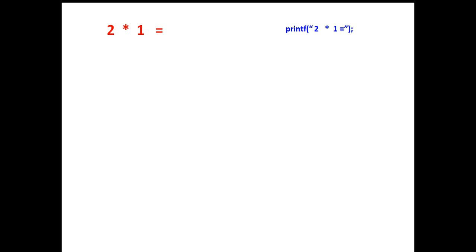So we write equal to in the printf function, and then we have to calculate the answer. So we are writing an answer statement: answer equal to 2 into 1. It will calculate the multiplication, and the multiplied result will be stored in the answer variable. Then we have to print the answer. So in this way we will print the answer, and we have done one step.